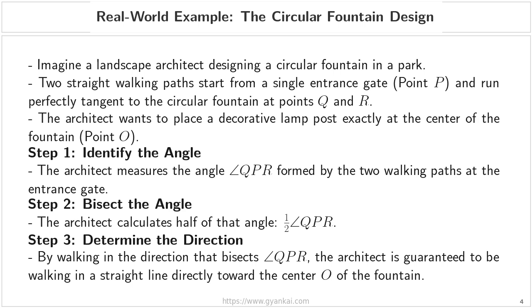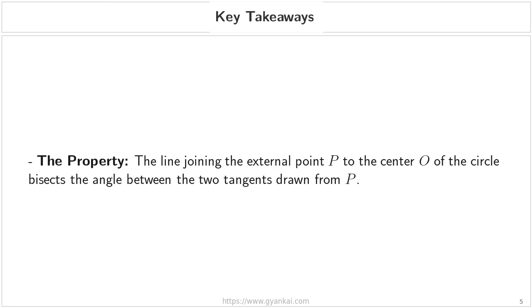Now, let's wrap up our lesson by summarizing the key takeaways you need to remember for your exams. Key takeaways. First, let's restate the core property itself. Remember, when you have two tangents meeting at an external point, which we've called point P, the line segment that connects that external point directly to the center of the circle, point O, acts as an angle bisector. This means it perfectly splits the angle formed by those two tangents into two equal halves.